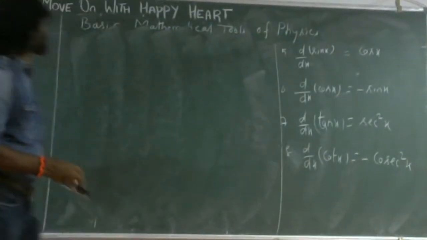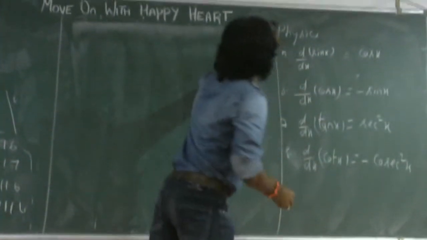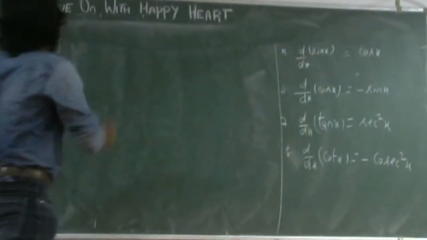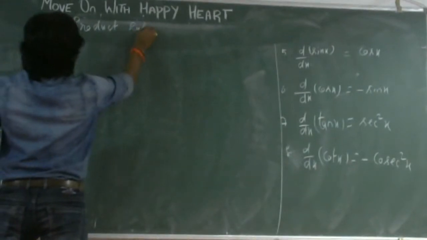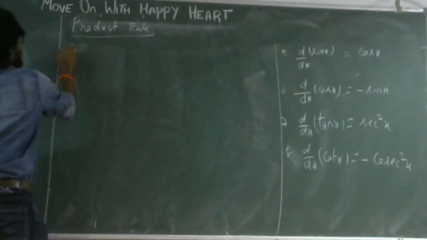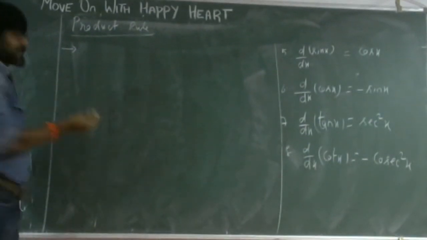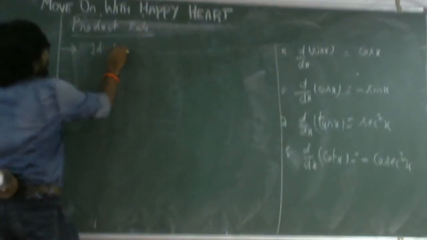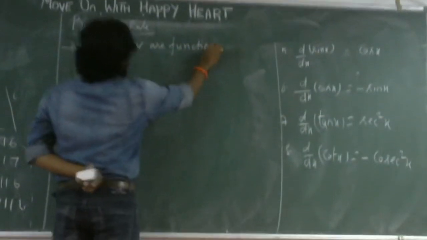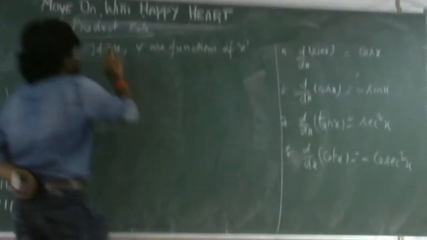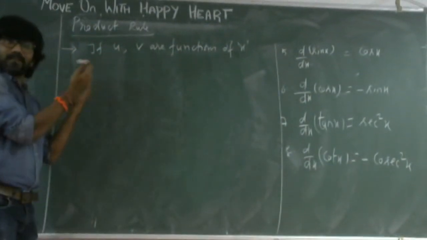Let us see first the product rule. Product rule says that if you have two functions which are functions of x, that is, if u, v are functions of x, functions of x means u is equal to u of x, v is equal to v of x, also can write.